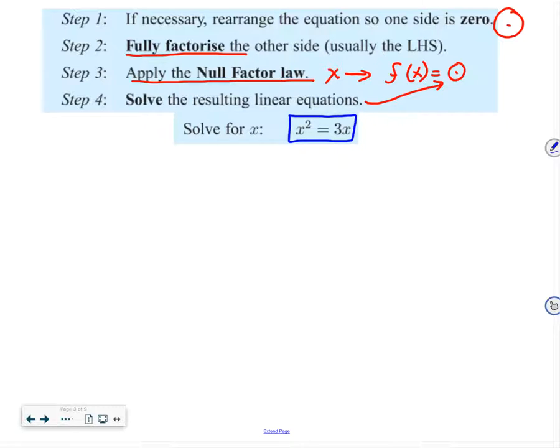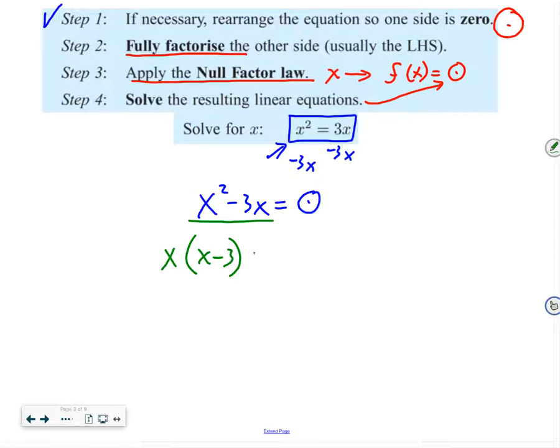First thing I'm going to do is get 0 on one side. I always like my x squared term to be positive, so I'm going to keep that one on the left side and subtract 3x from both sides. Now I have x squared minus 3x is equal to 0. Step 1's done. Fully factorize. What do these two terms have in common? They both have an x, so I factor that out, and I get x times x minus 3 equal to 0. So that's fully factorized.